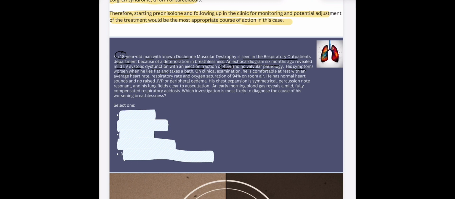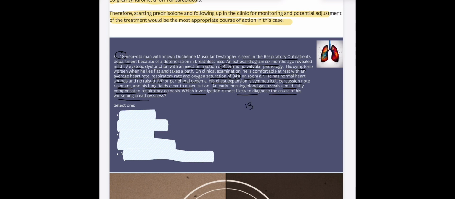On examination, he is comfortable at rest with an average heart rate, respiratory rate and oxygen saturation of 94% on room air. He has normal heart sounds, no raised JVP or peripheral edema. His chest expansion is symmetrical, percussion note resonant, and his lung fields are clear to auscultation. An early morning blood gas revealed mild, fully compensated respiratory acidosis. Which investigation is most likely to diagnose the cause of his worsening breathlessness?